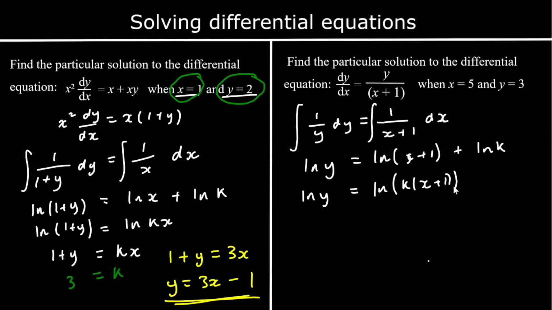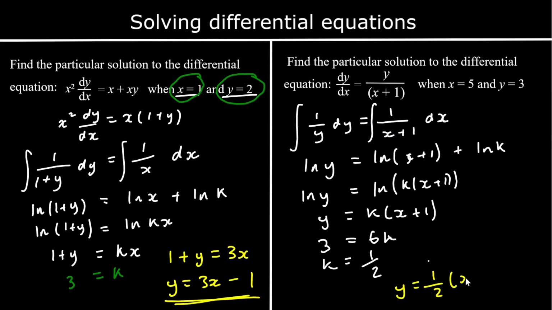Now we can eliminate those logs. There's a log on both sides. So if log y equals log k times x plus 1, y must be equal to k times x plus 1. When x is 5, y is 3. So 3 equals k times 5 plus 1, so 6k. k is a half. So our answer is y equals half of x plus 1.